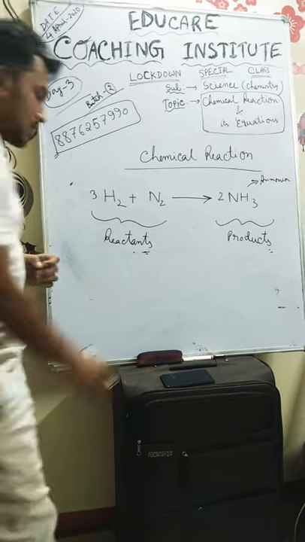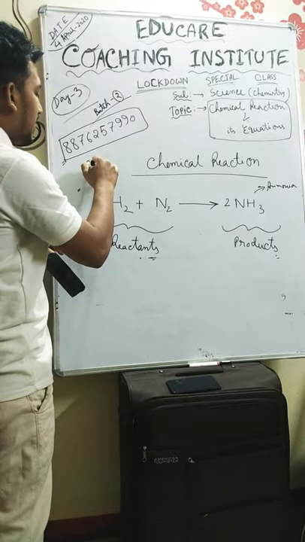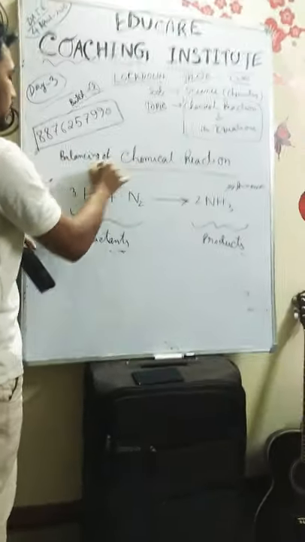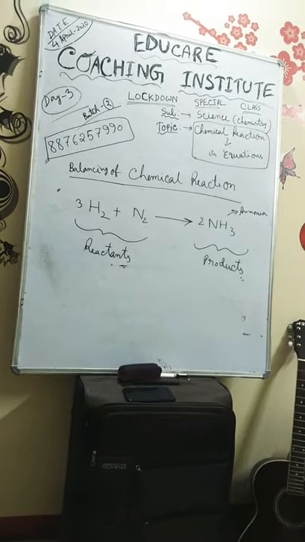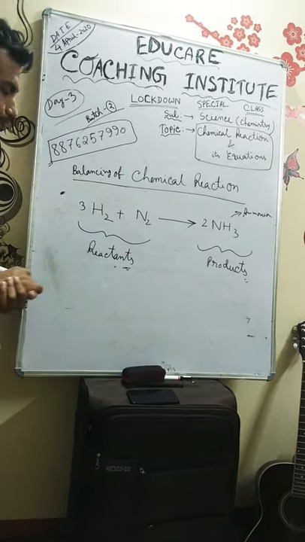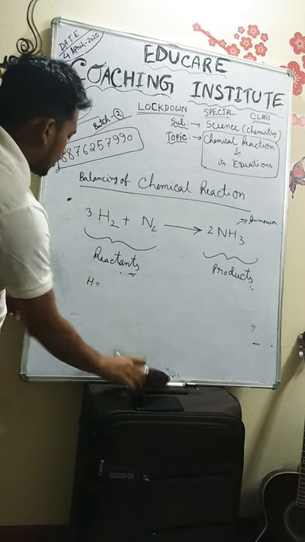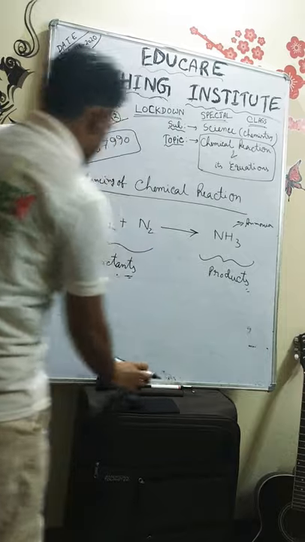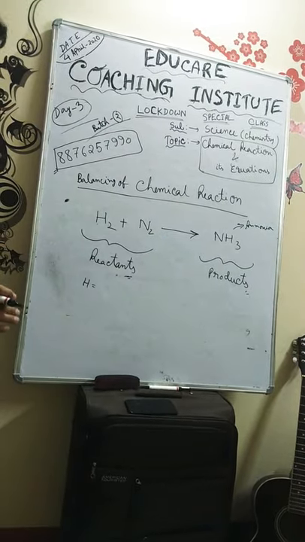This is called a chemical reaction. Now, balancing of chemical reaction. If we balance some chemical reaction, just try to understand. Here, at first, what have we written? Hydrogen plus nitrogen gives ammonia. This is the original reaction.